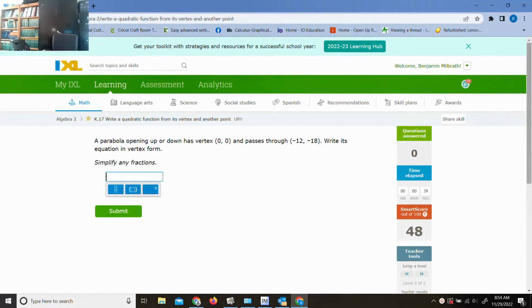Jumped up a level through the first one. But the deal is to write an equation of a parabola in vertex form. Does anybody know what vertex form of a parabola is? It's not on your phones. What's vertex form of a parabola?